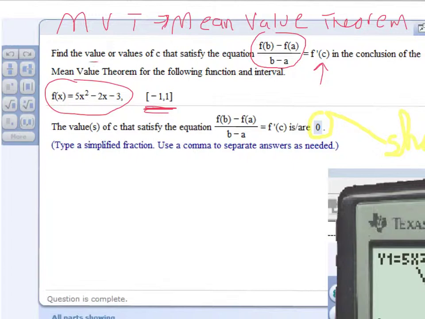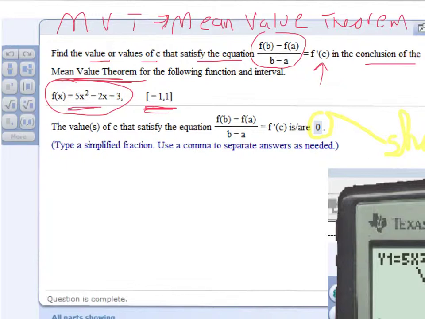So for starters, find the value or values of C that satisfy the equation f of b minus f of a over b minus a is equal to f prime of C in the conclusion of the mean value theorem. So initially in a first level calc class, I don't know that reciting the mean value theorem is as important as performing the mechanics of it and then understanding the visual, the geometry behind it.